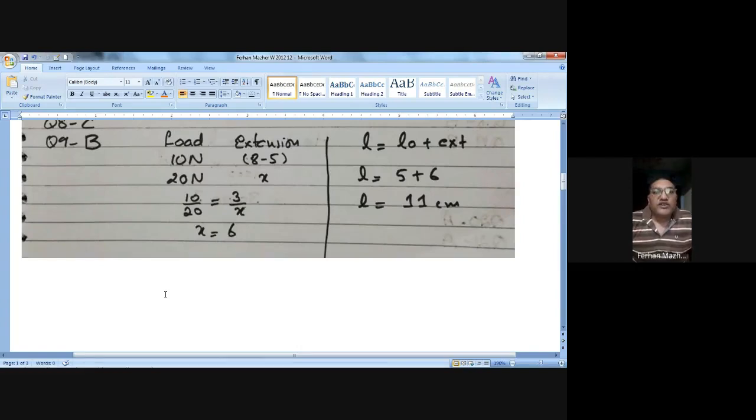When the load is 20 Newton, what will be the extension? So 10 divided by 20 equals 3 divided by x. So do cross multiply, get the value of x, that will be 6 centimeter.